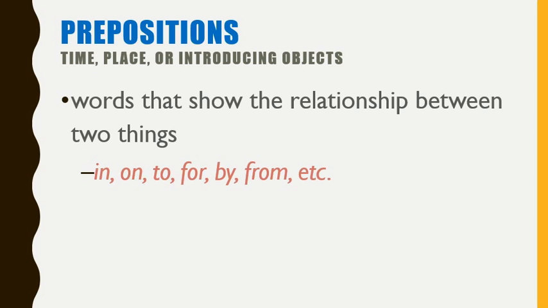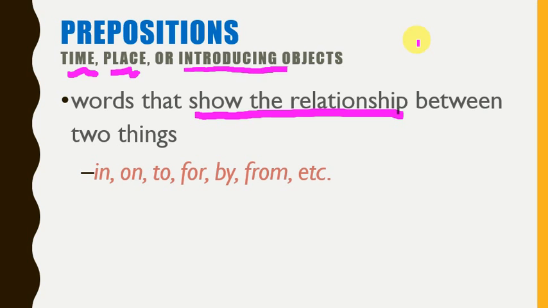So when you're in grade school, you learn the definition that these are words that show relationship. Okay, so relationship between what? Two things. Could be two words, phrases, or clauses, whatever it is. These are connecting words. So what they tell you is they tell you time. They can tell you places where something is happening, or it could be just introducing some other object.